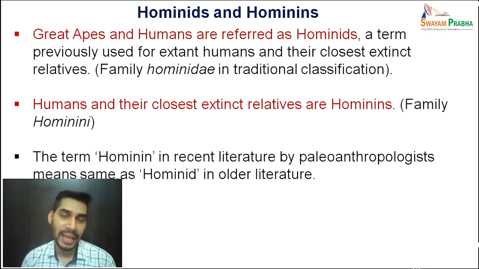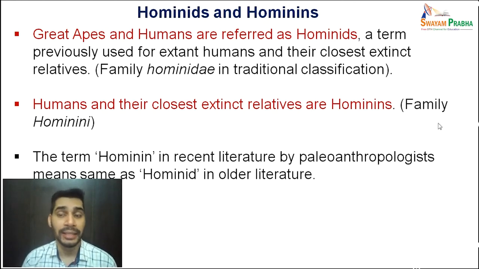Now, most of the time we get confused about what to use, either hominids or hominins. Even in the literature, if you search, you find both terms. Let's clarify what we mean by these terms first. The great apes and humans are referred to as hominids, a term previously used for extinct humans and their closest extinct relatives. So the family Hominidae in traditional classification represents these hominids.